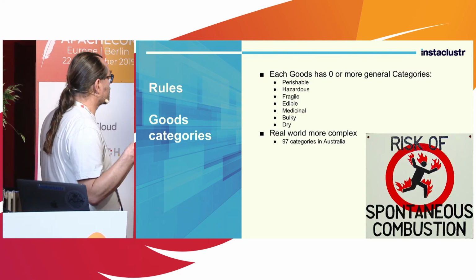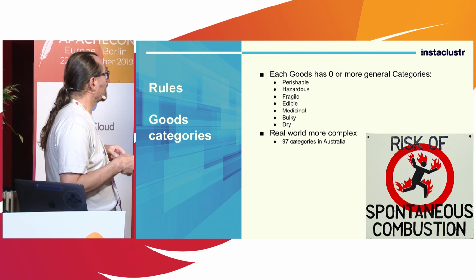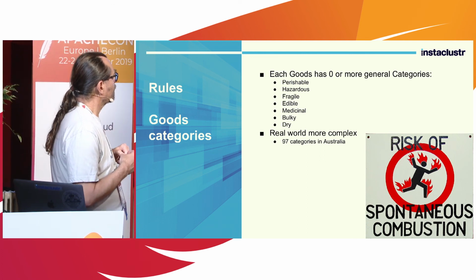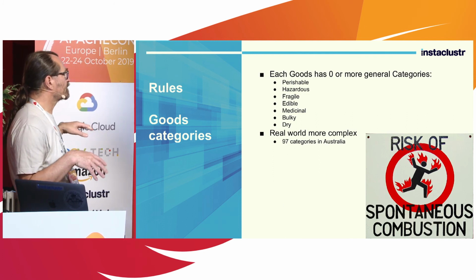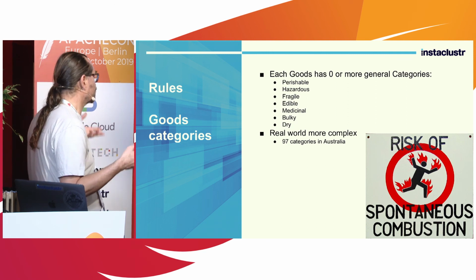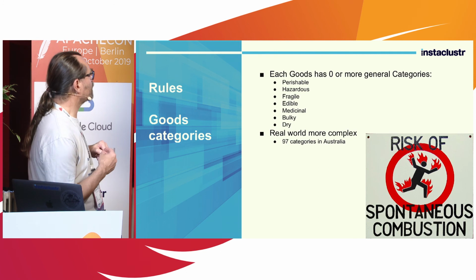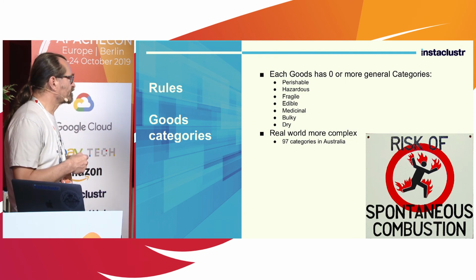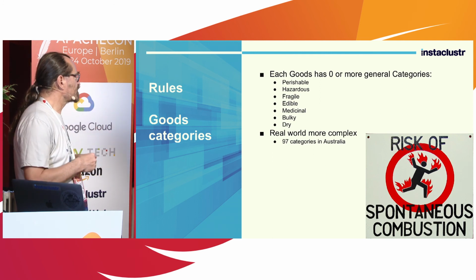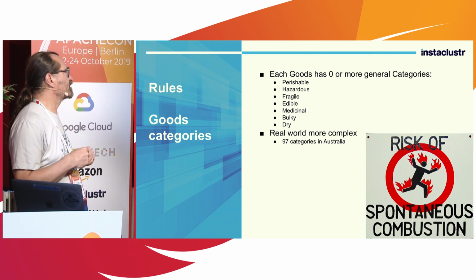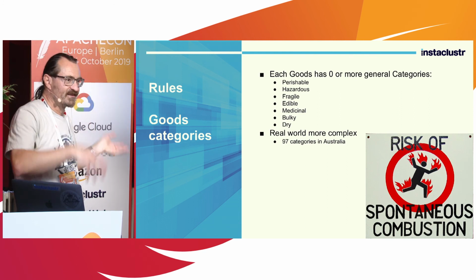So I've already mentioned that there's a couple of different sorts of rules. We've got rules for the categories for the goods. Each goods has zero or more general categories for things like whether they're perishable, hazardous, fragile, edible, medicinal, bulky and dry. In the real world, it's a lot more complicated, of course. I got the idea for this from the Australian transport regulations for goods, and definitely there's 97 categories with a very, very complicated matrix explaining which things are allowed to be transported together.